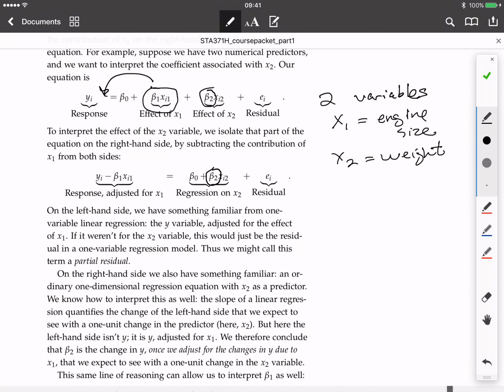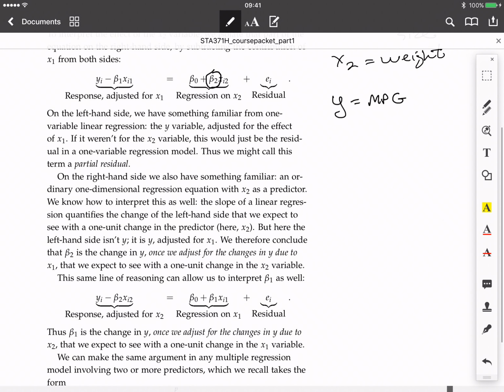Beta 2 right here represents the rate of change of, just to be very concrete here, what is y? Y is miles per gallon. So beta 2 represents the change in miles per gallon when you change weight by 1 unit, 1 pound here, comma, holding engine size constant. And that extra little clause there, holding engine size constant, is something fundamentally different from what we have when we have a one-variable regression model, where there's no notion of adjustment, no notion of a partial residual or a partial slope. It's simply an overall relationship.